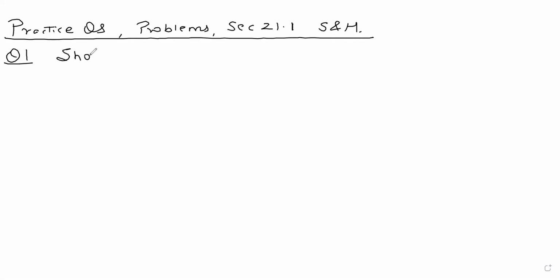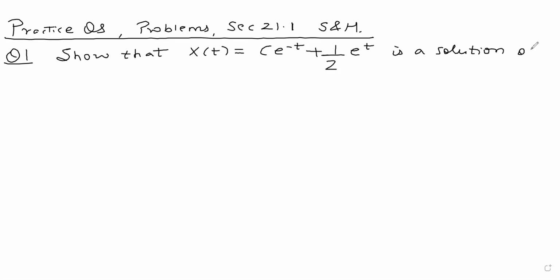Show that x as a function of t, which is equal to c e to the power minus t plus half e to the power t, is a solution of the equation x dot t plus x as a function of t equals e to the power t for all values of c.